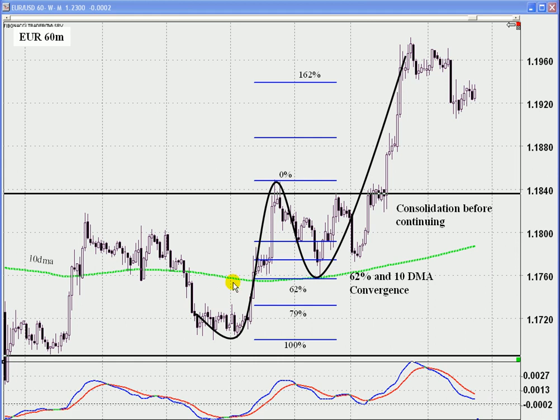Another point of note is from this low, 1 day passes, 2 days pass, then we go through a weekend, and on the 3rd day it reaches its extension price target. So this whole price swing occurs over a period of 3 days.